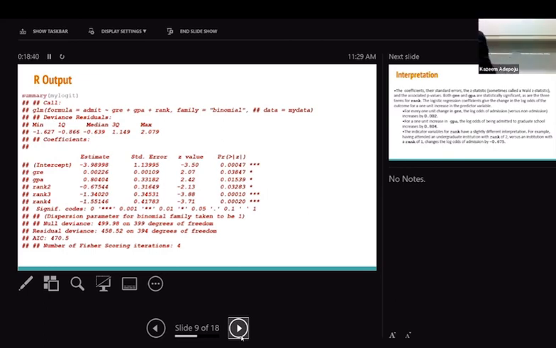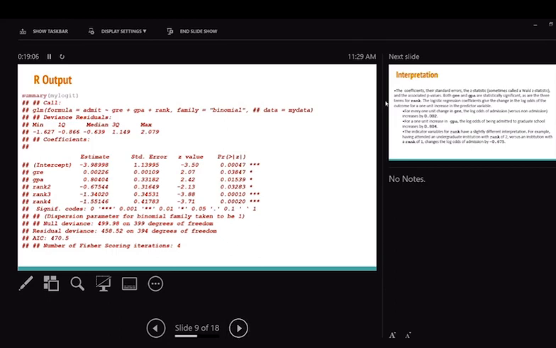the estimates that you see are called log odds estimates. I told you the other time, log odds. They are called log odds estimates.